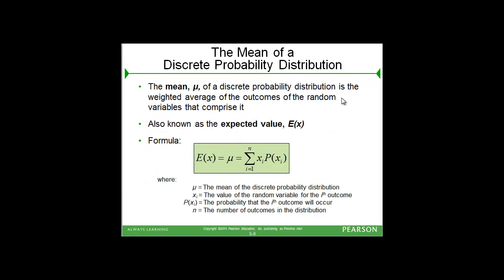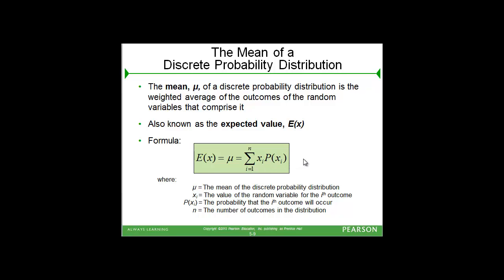Next, we need to learn how to calculate the mean of the discrete probability distribution. The mean of the discrete probability distribution is also known as the expected value. Okay, it's a useful formula. The formula is here. The mean of the discrete probability distribution is equal to the sum. This is sigma, the operation of summing up. We're going to sum up each random variable times its probability, and we're going to sum them all up.